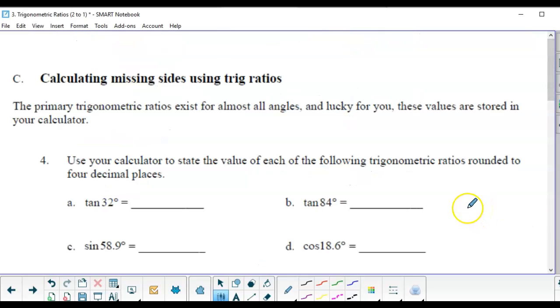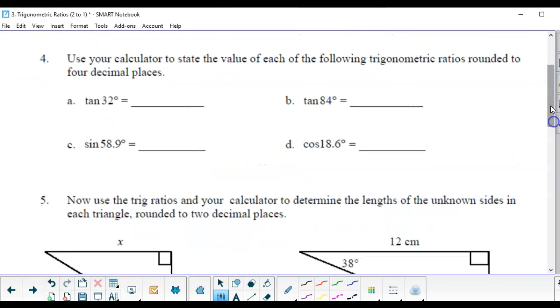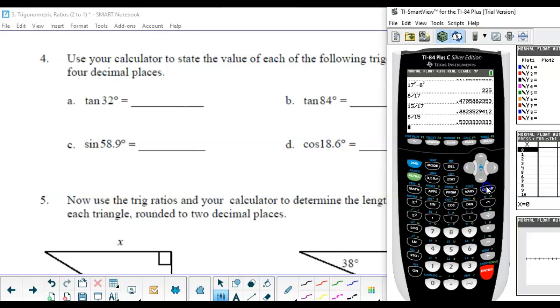And now we want to calculate missing sides using trig ratios. The primary trig ratios exist for almost all angles, and lucky for you, these values are stored in your calculator. Really, the only exceptions are not from a triangle, things that you're going to learn if you go on to Math 20 and 30. Question 4 says, use your calculator to state the value of the following ratios rounded to 4 decimal places. So this is just plugging it in. Again, make sure your calculator's in degree mode.